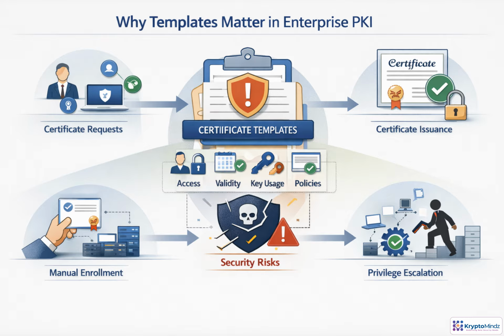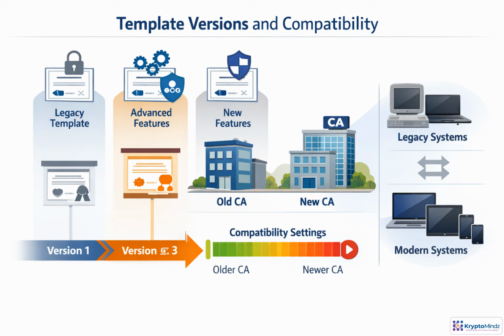Template versions control both available features and who can actually use the template. Version 1 is essentially legacy. Basic settings, no auto-enrollment, and mainly there for older CAs and clients. Version 2 and later unlock richer options like auto-enrollment, advanced security controls, and application-specific usage. When you choose a compatibility level, target the oldest CA and client that need this template. If you set it too high, older systems simply can't enroll from that template.